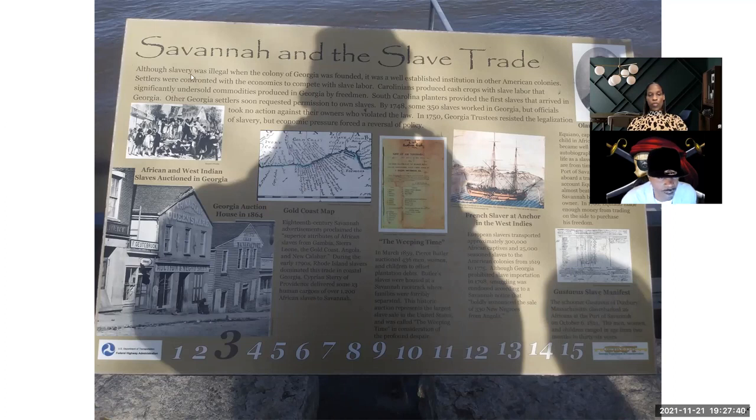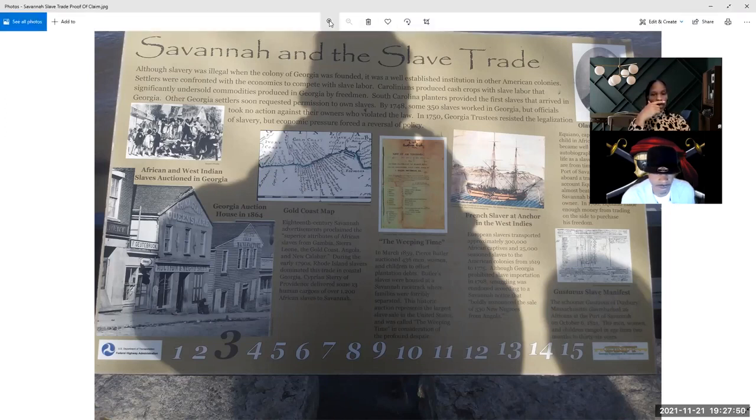And if we read this, you want to read this top portion up under Savannah and the slave trade where it says, although slavery was illegal. Well, I'll do it. Can you make it a little bigger? It's like a shadow on it. It's hard to.